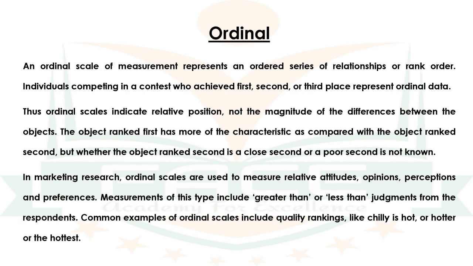Ordinal. An ordinal scale of measurement represents an ordered series of relationships or rank order. Individuals competing in a contest who achieved first, second, or third place represent ordinal data. Thus, ordinal scales indicate relative position but not the magnitude of the difference between the objects. The object ranked first has more of the characteristic as compared with the object ranked second. But whether the object ranked second is a close second or a poor second is not known.